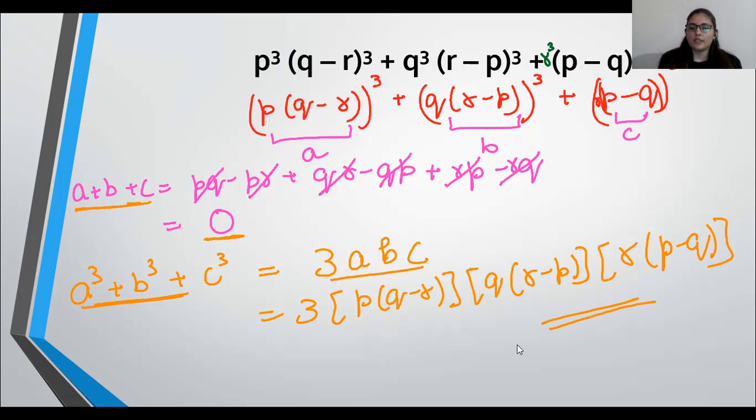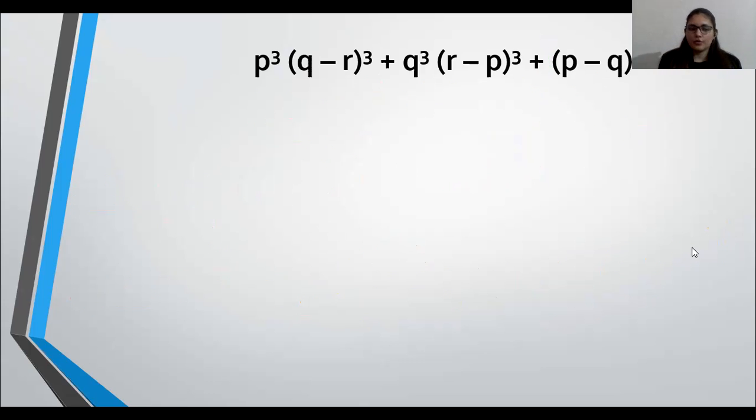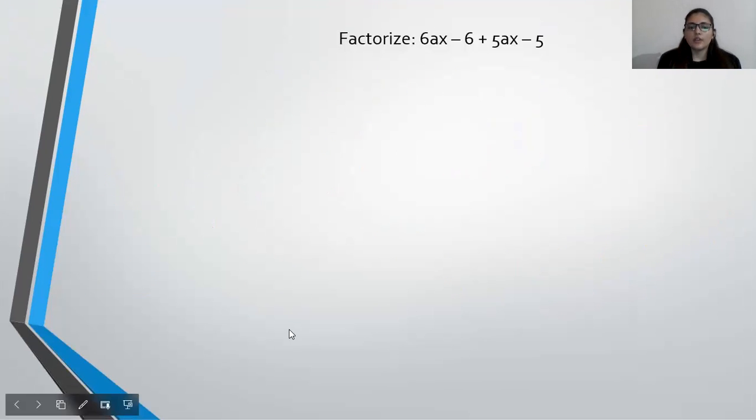Great. Okay then. So now let's practice more questions. Now the question is that you need to factorize. So now you should remember all the results that we have learned so far. So let's check what we can use here. First of all, think of the common number or the common terms.